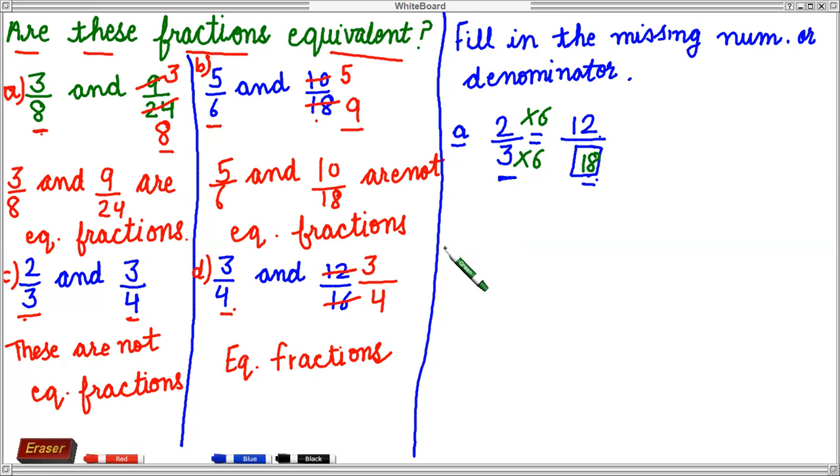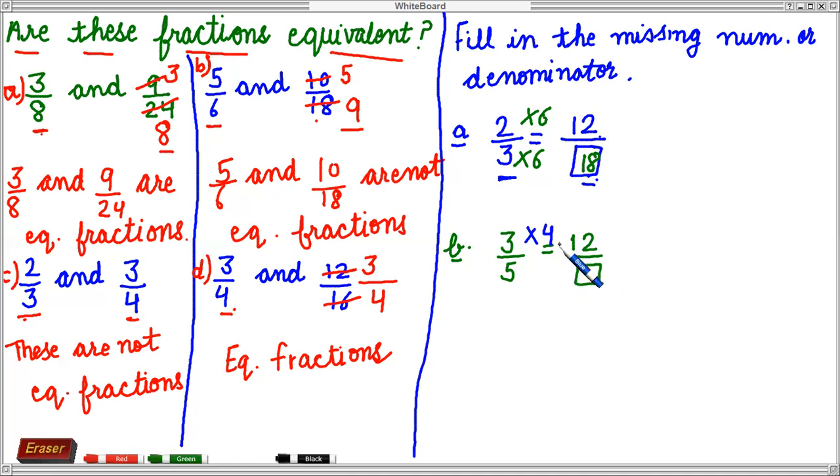Now moving to B part. 3 by 5 is equal to 12 by dash. Again, you can see there is an equal to sign. It means these fractions are equivalent fractions. Now we have to think by which table we multiply 3 so that it becomes 12. 3 times 4 is 12. So it means we multiplied 3 by 4 and it becomes 12.